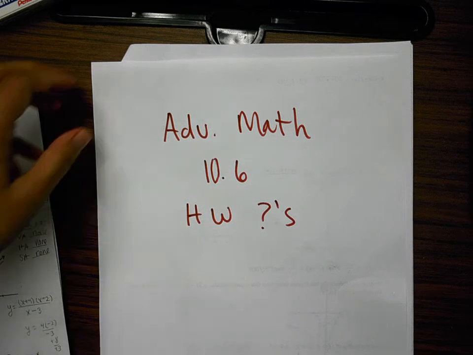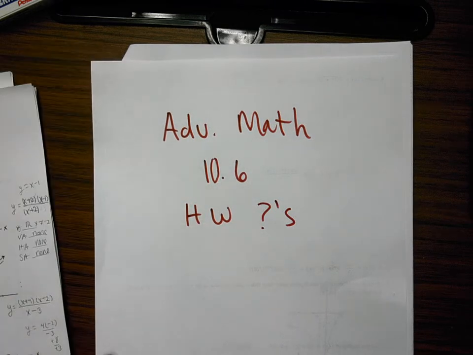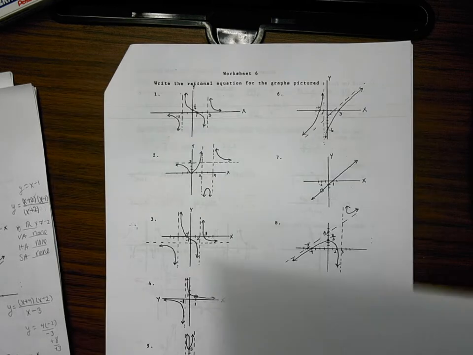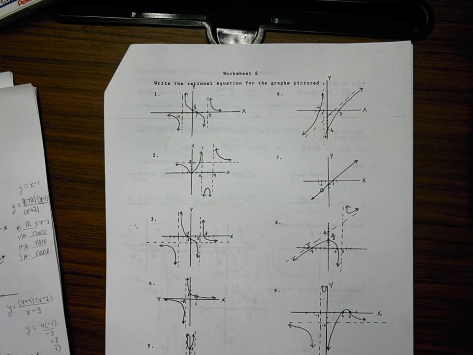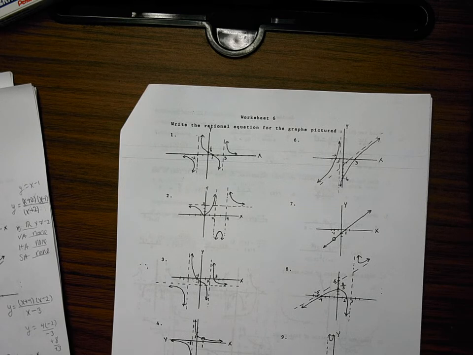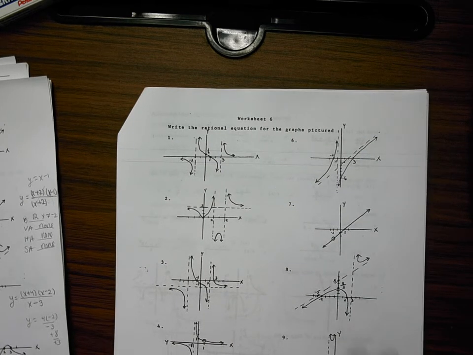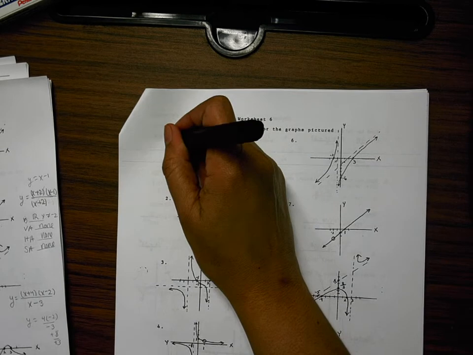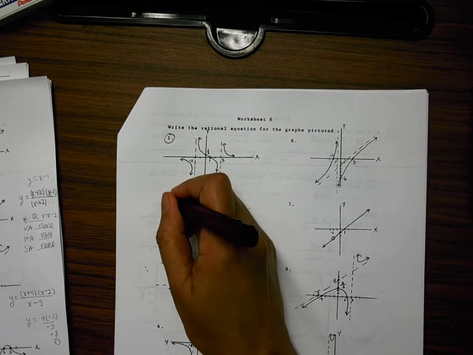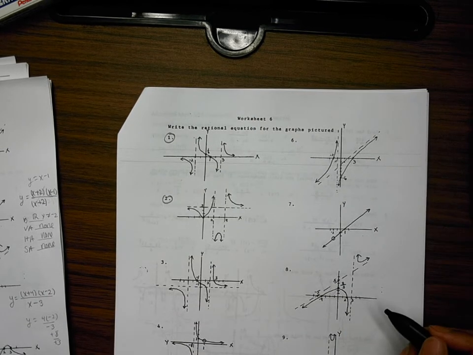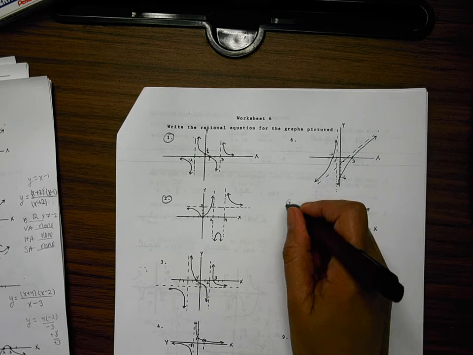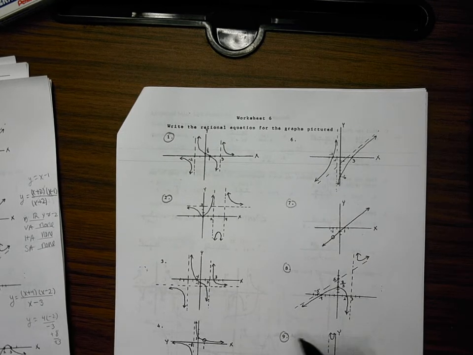This is Advanced Math 10.6 homework questions. That is Advanced Math Unit 10, Lesson 6 homework questions. I'm just going to go over a few from the front page and a few from the back page, and then we'll be done. Okay, I'm going to do numbers 1, 2, and 7, 8, 9. So I'm doing a lot of them with you on the front page.